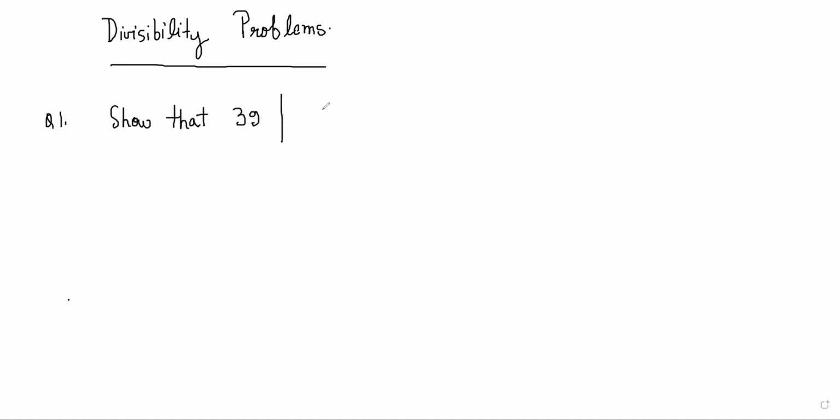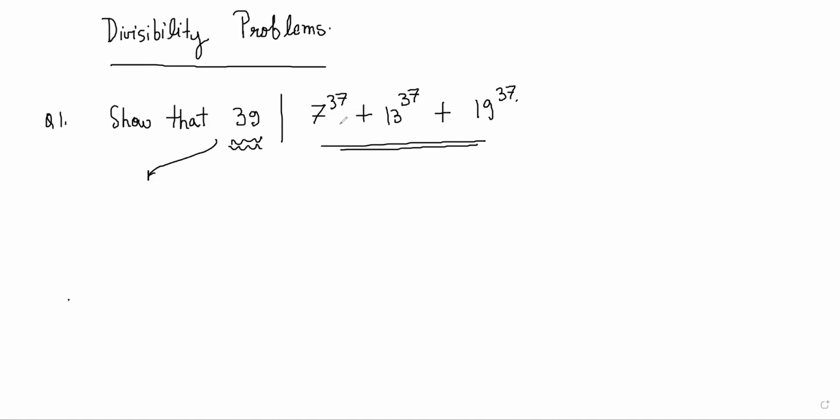39 divides 7 power 37 plus 13 power 37 plus 19 power 37. We have to prove the divisibility of this expression by 39, right? So a common technique in solving problems like this is using the binomial theorem intelligently. So we have 39 here. In order to prove that this expression is divisible by 39, I can say that 39 is 3 times 13, right? So if this expression is divisible by 39, obviously it must be divisible by 3 and must be divisible by 13.